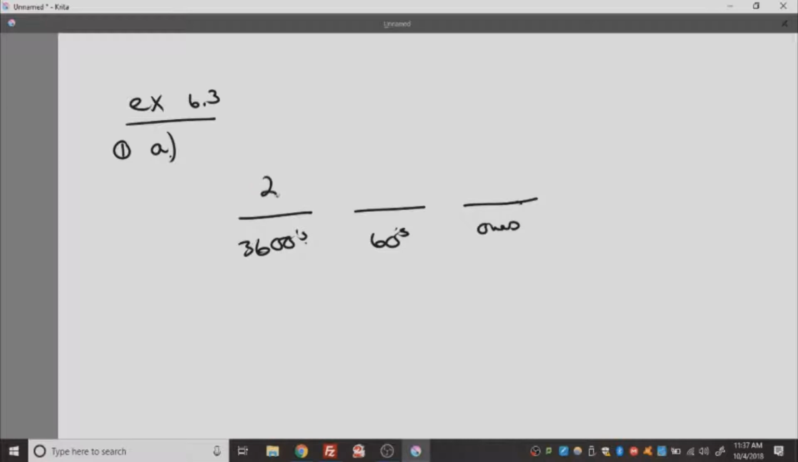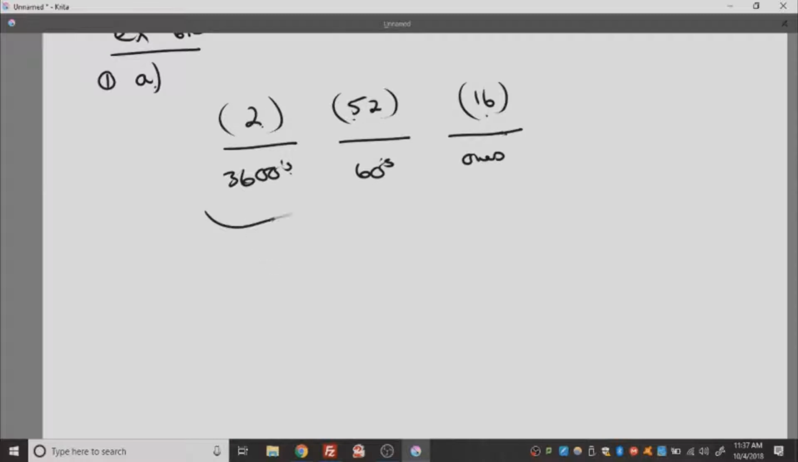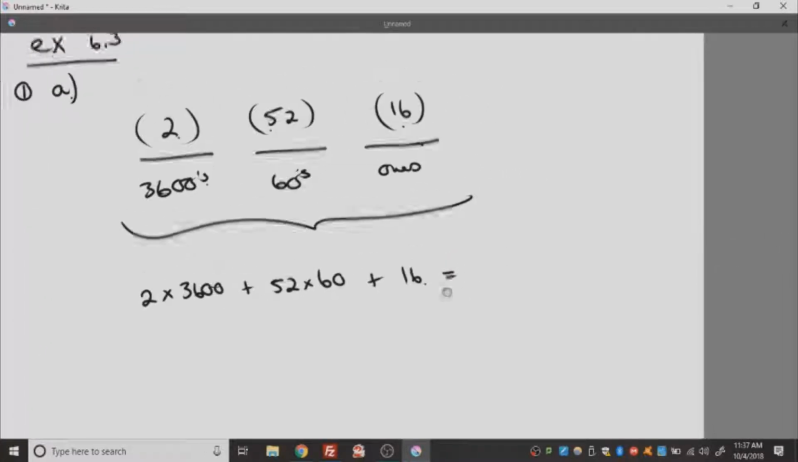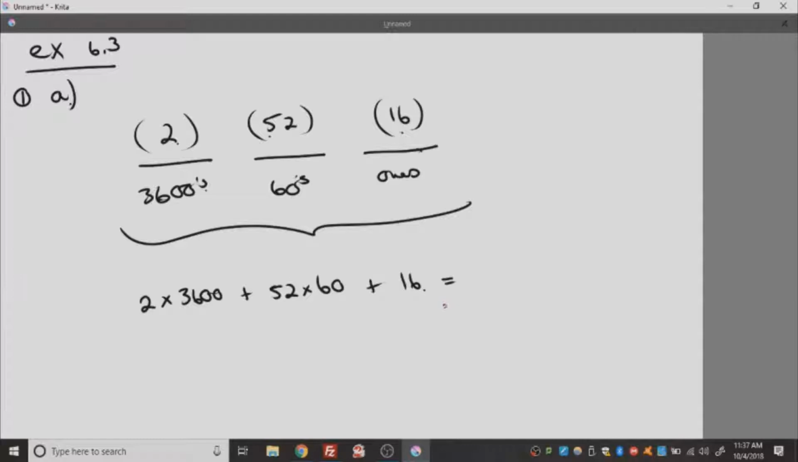It's a 2. And then the middle one is a 52. I'll put these in brackets because that's just temporary to help me count. And then a 16, it looks like. They are small, so look carefully. So this then means that it's 2 groups of 3600 plus 52 groups of 60 plus 16 left over. You put that in your calculator, you get an answer. You're done.